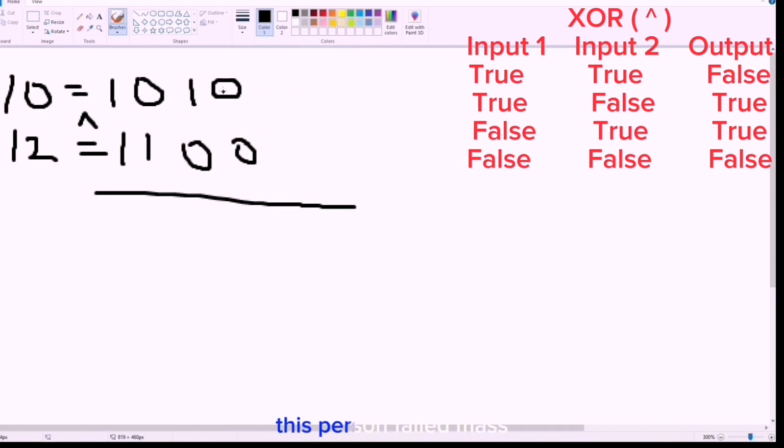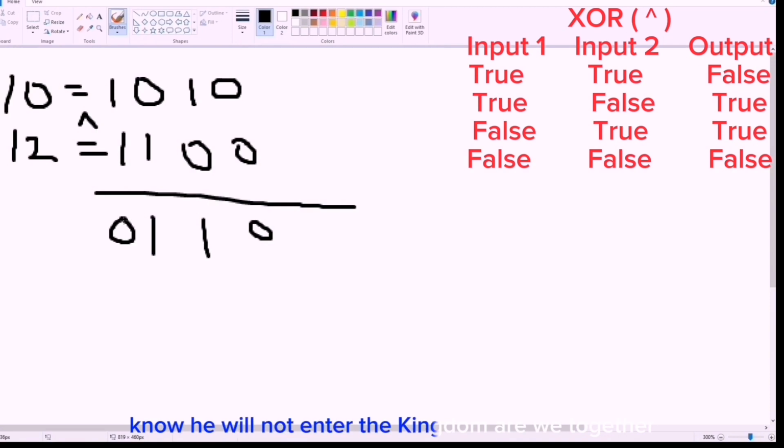So this person failed maths and this person also failed English. So he's not entering, which is 0. He passed maths and failed English. He's entering. He failed English and passed maths. He's entering. He passed maths and passed English. He had not entered the kingdom. Are we together? I hope this is understandable enough. Forgive my joke, but that's the best way I feel I could explain it.